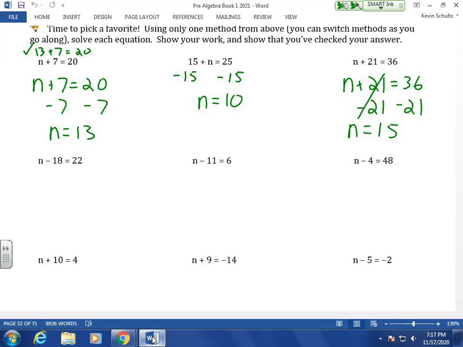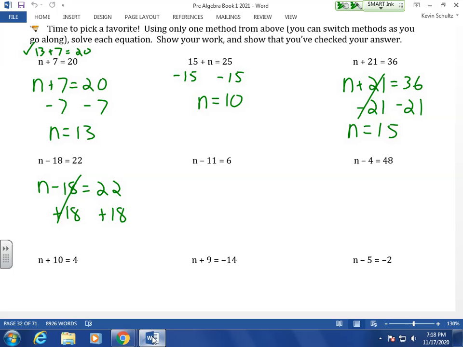Second row, I've got n minus 18. Now the first three were all kind of similar in that they involved addition. Now our original equation involves subtraction. And the opposite of subtracting 18, the opposite of a negative 18, is adding 18, right? What makes 0 from negative 18? What's the opposite of negative 18? Positive 18. So add 18 to both sides.